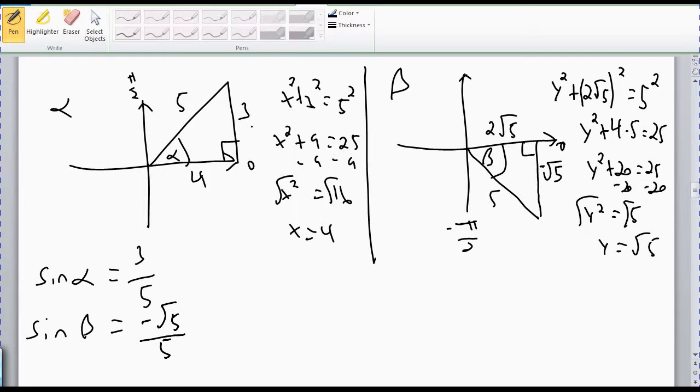I mean, you can label these if you want to. That's x, that's y, that's r to help you. X, y, and r. Sine is y over r. Just find cosine now of alpha. Cosine of alpha is x over r, so it's going to be 4 over 5.